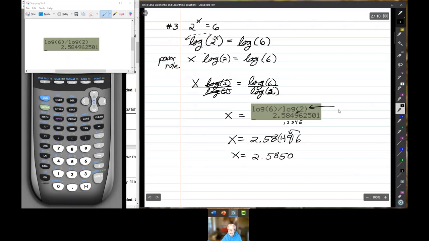Don't need those. Do need these. Even though your book often does not, my math lab often does not use parentheses around the arguments, the calculator does. So why not just always use parentheses? Here, I'm going to use the power rule and bring that 2 back up. Why? Because I'll get log of 2 to the second power. And well, you know what that is, 2 squared equals 4. So here I use the power rule.